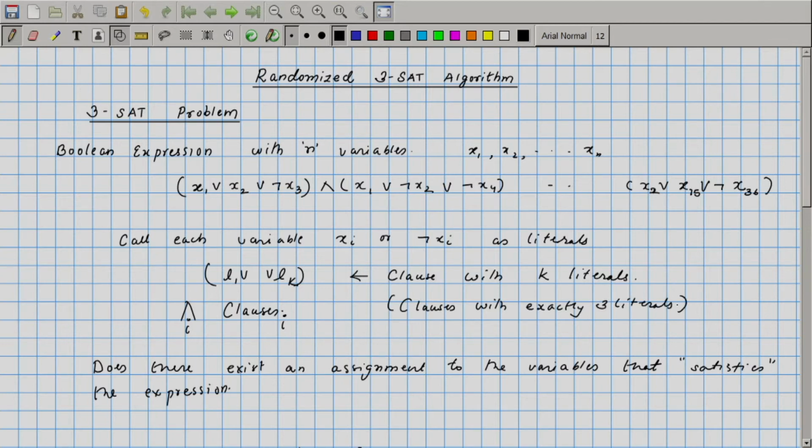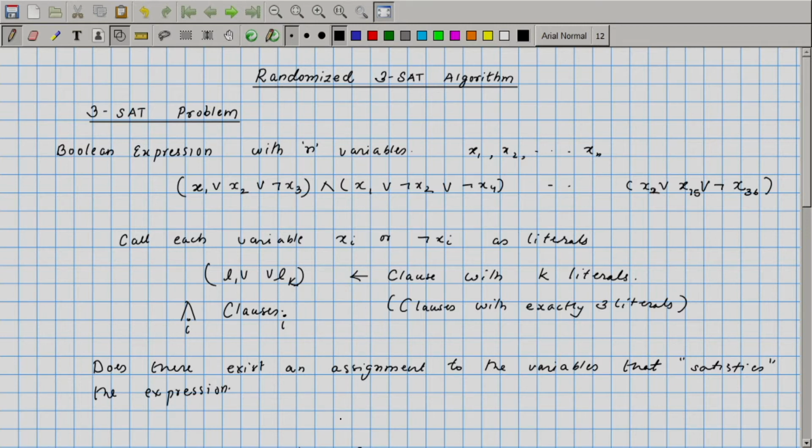So, this is the exact problem that we are working with. We have a Boolean expression which is an AND of clauses, and each clause is an OR of exactly 3 literals. We want to know whether there is a Boolean assignment to the variables which will make all clauses simultaneously true. When all clauses are simultaneously true by some particular assignment, we call that a satisfying assignment.